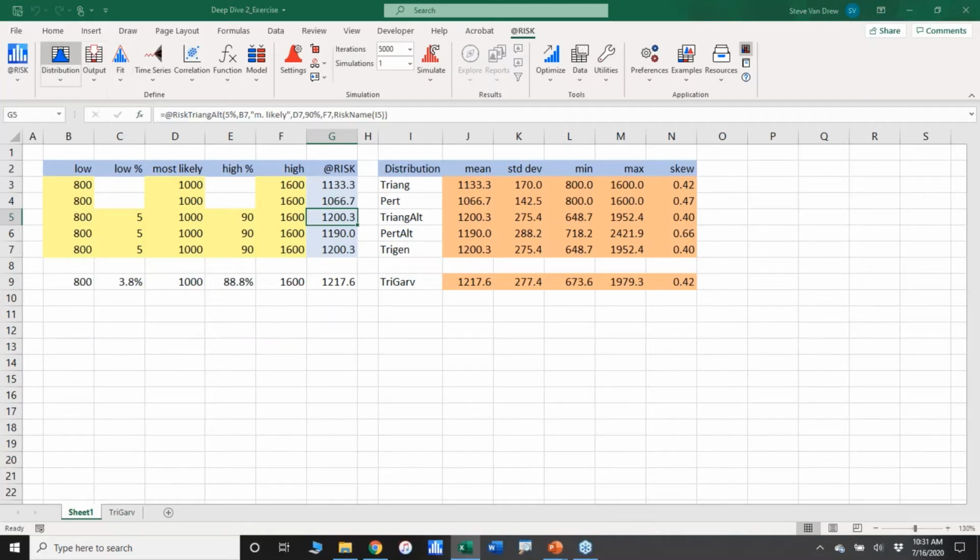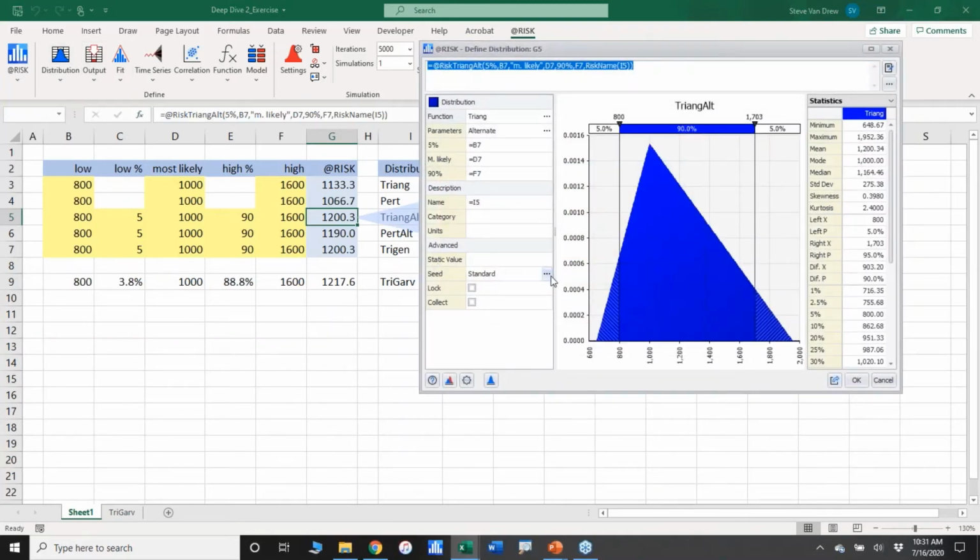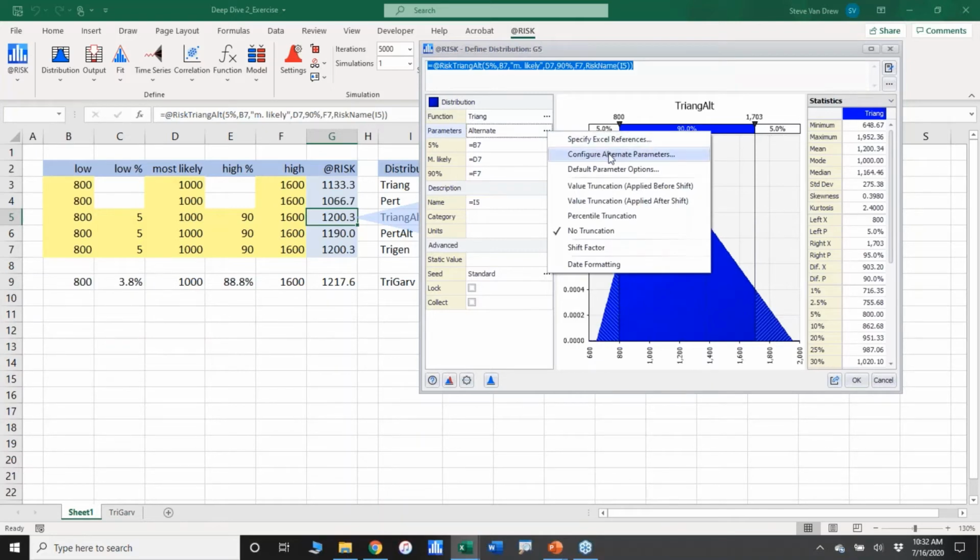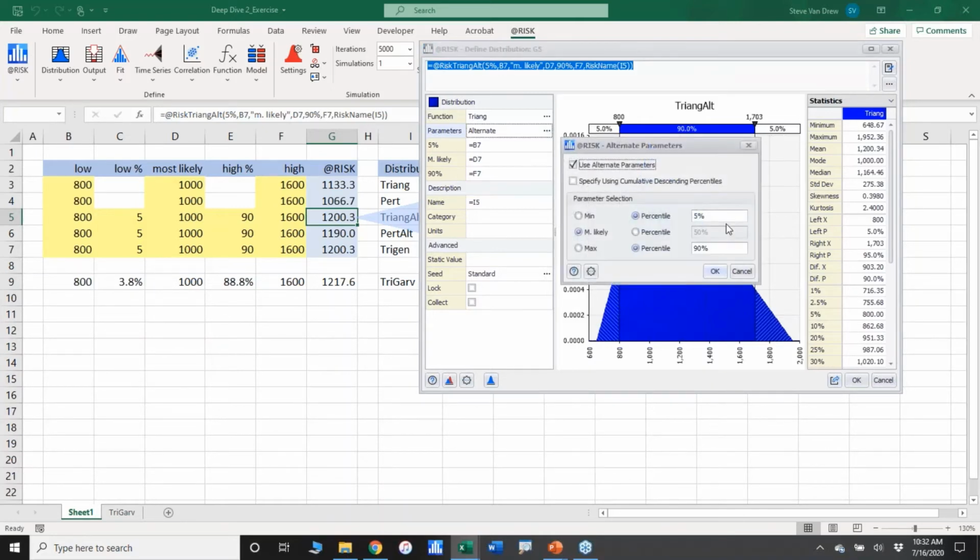The input looks a little bit different, but we've gone to triangular, the alt version of the triangular. Notice it says alternate here for parameters. We've given it the cell addresses again. Notice in the dialog boxes it says 5 and 90%. Well, the way to get them to say that was to go into here and configure the alternate parameters. So this is a key feature of this dialog box.